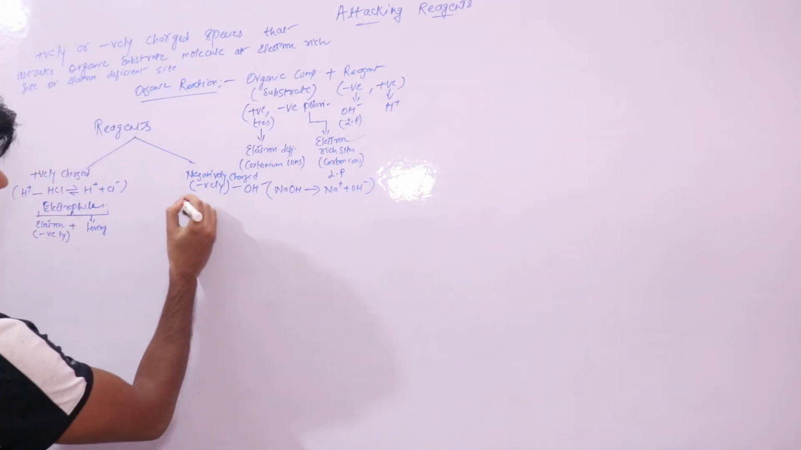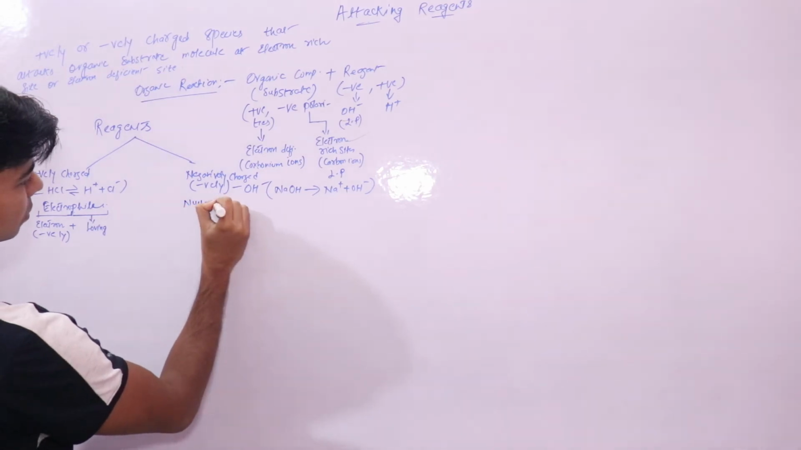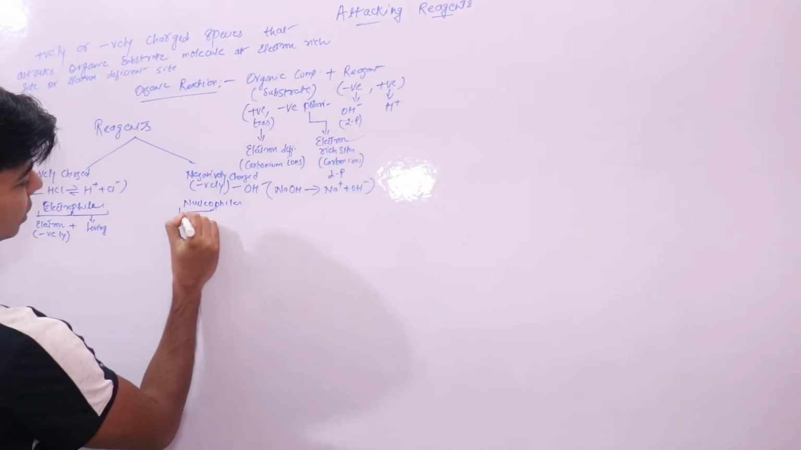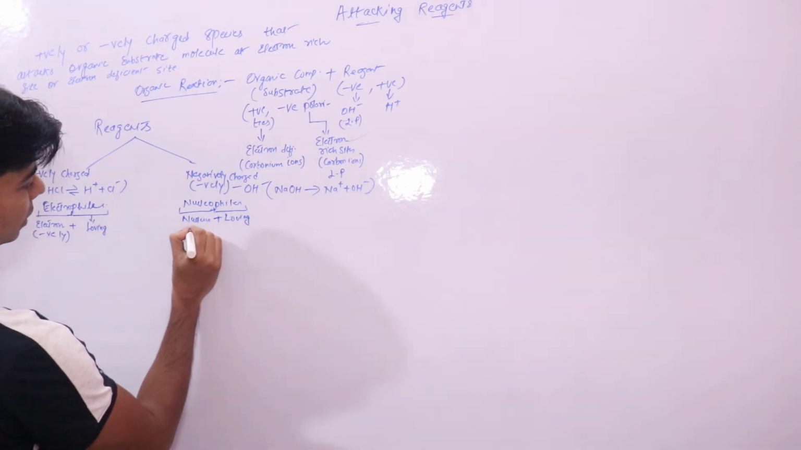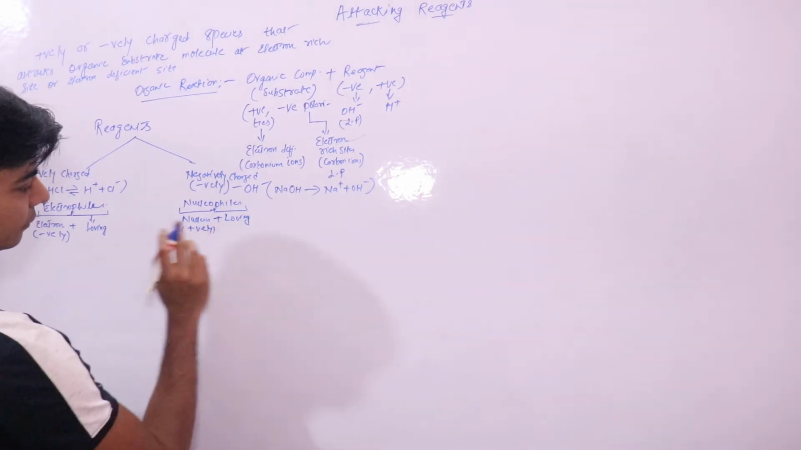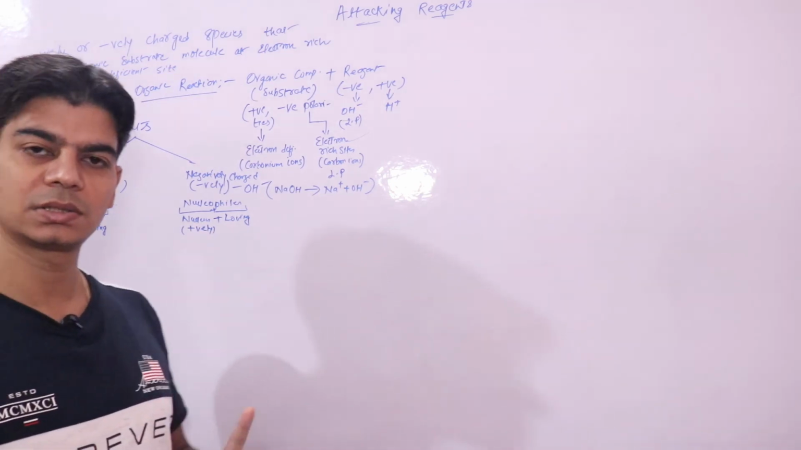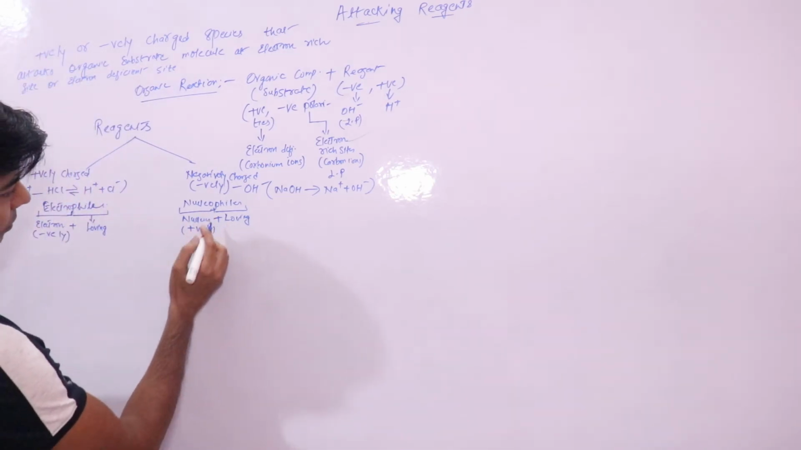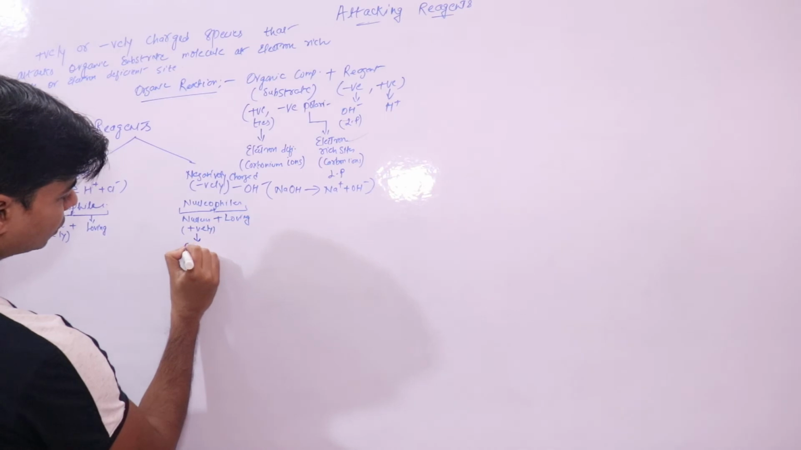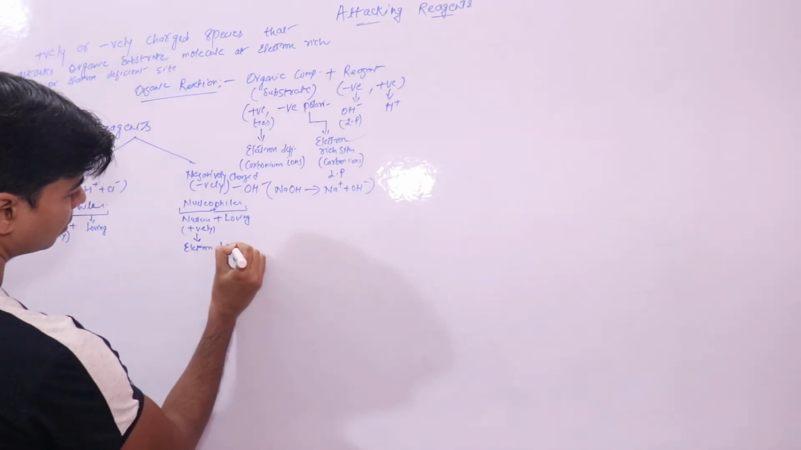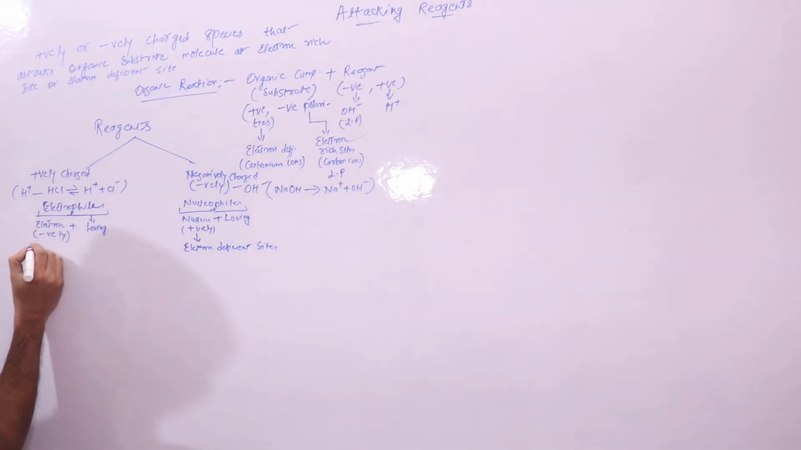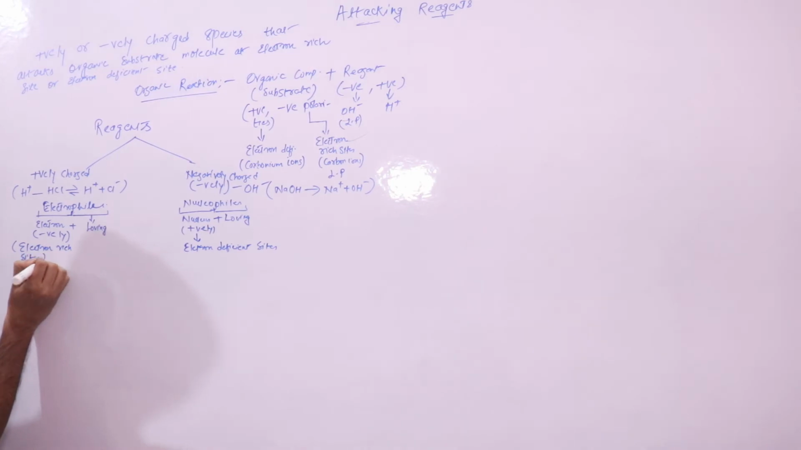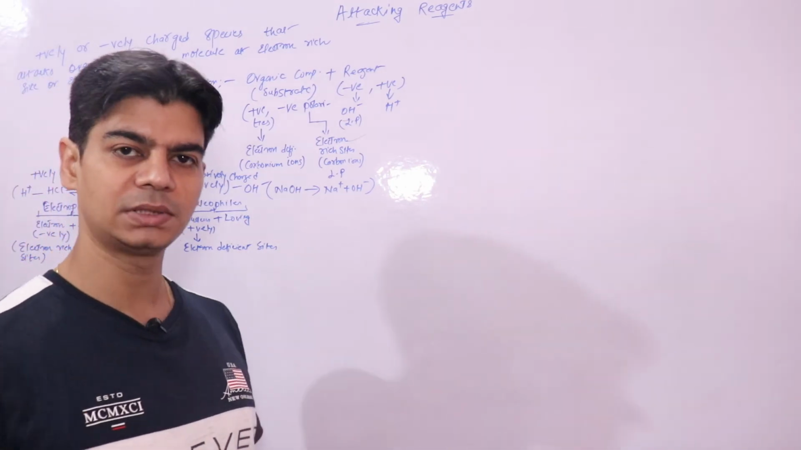Similarly, negatively charged reagents are nucleophiles. Nucleo is taken from the word nucleus and phile we know as loving. So these are positively charged site loving. We know that positively charged sites in organic compounds are electron deficient, so they love electron deficient sites. Negatively charged sites are electron rich sites, like carbanions, which are negatively charged species.